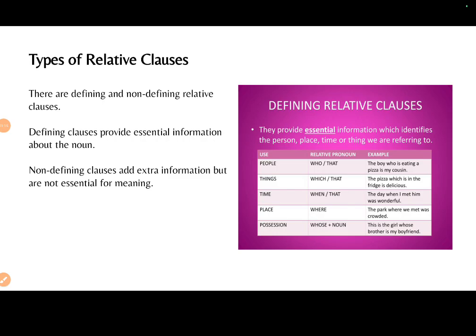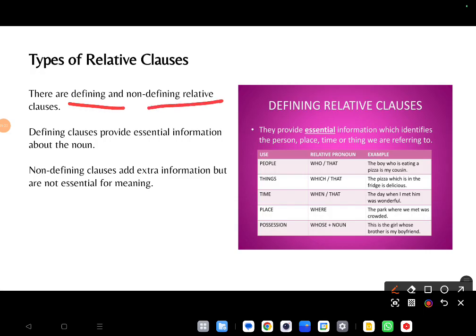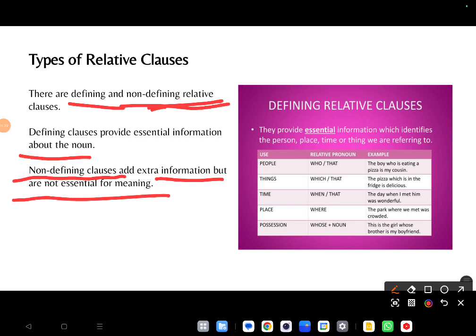Types of relative clauses. There are two: defining and non-defining relative clauses. Defining clauses provide essential information about the noun, but a non-defining clause adds extra information that is not essential for meaning. So you can delete the non-defining clause. That's not essential.